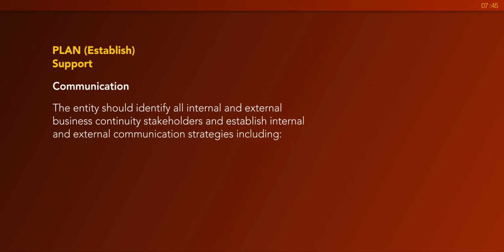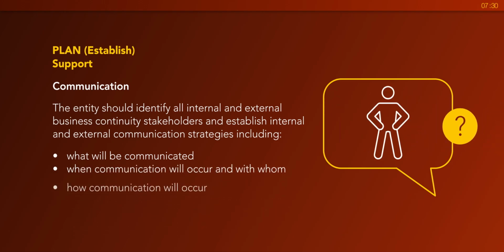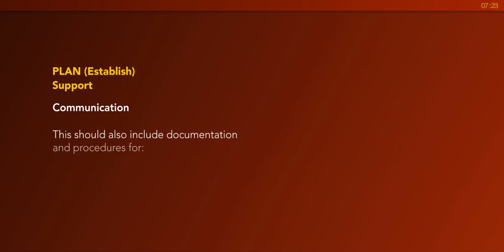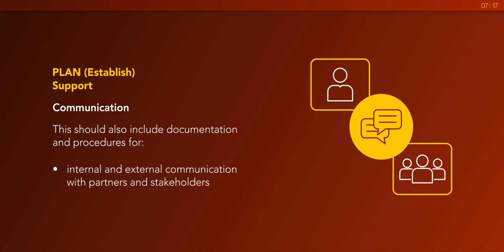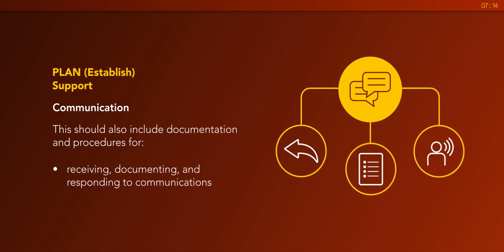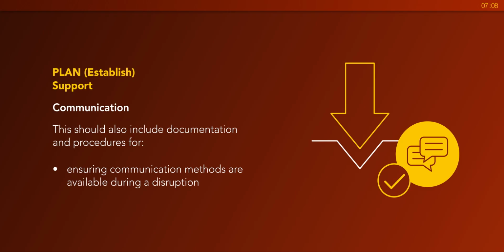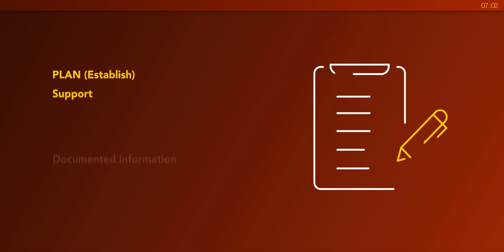Communication. The entity should identify all internal and external business continuity stakeholders and establish internal and external communication strategies, including what will be communicated, when communication will occur and with whom, and how communication will occur, as well as who will do the communicating. This should also include documentation and procedures for internal and external communication with partners and stakeholders, receiving, documenting, and responding to communications, ensuring communication methods are available during a disruption, and provision of media responses during a disaster or incident.